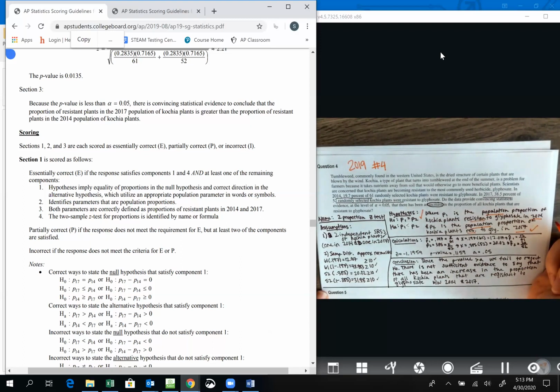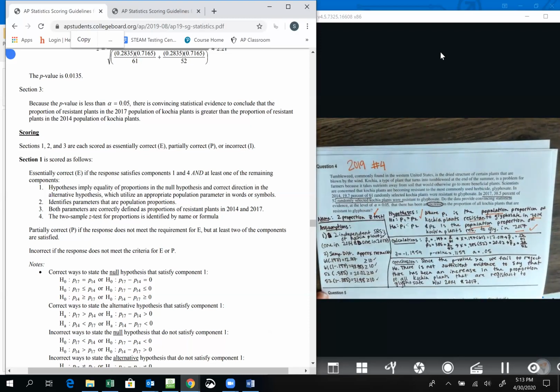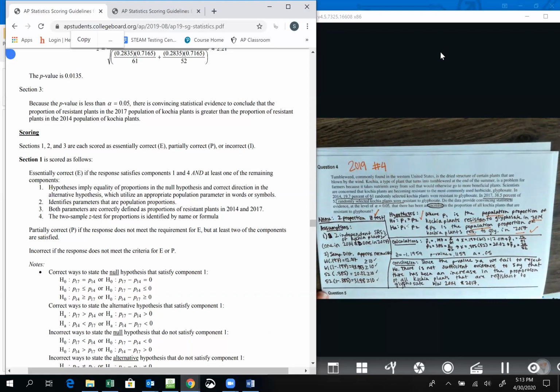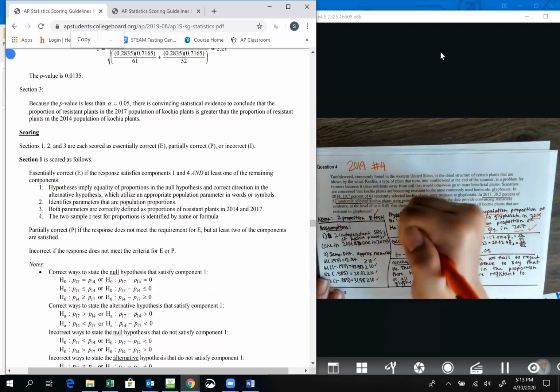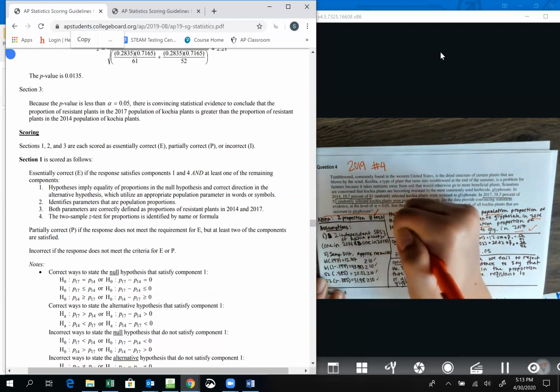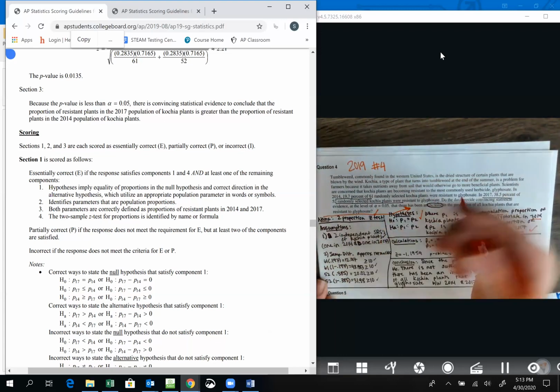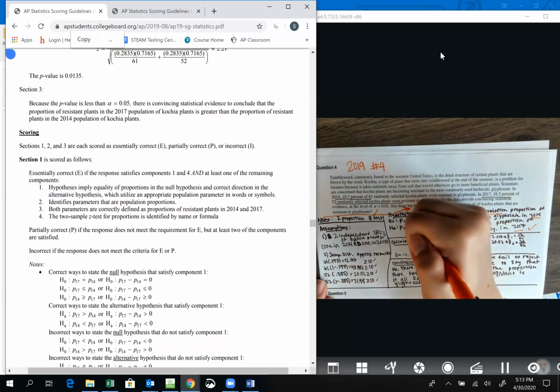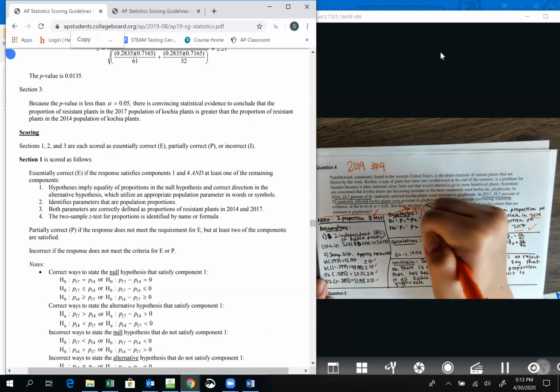The 2-sample z-test for proportions is identified by name or by formula. So I identified it as a 2-proportion z-test. The proper name is a 2-sample z-test for a difference of 2 proportions, or just for proportions, but this works. So in this case, the name and the hypotheses were scored together. A lot of times, the name is scored with the assumptions, but not this time. So those two together are section 1, which I have everything for.